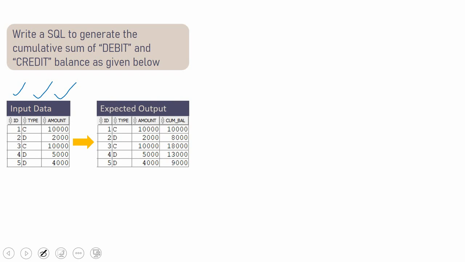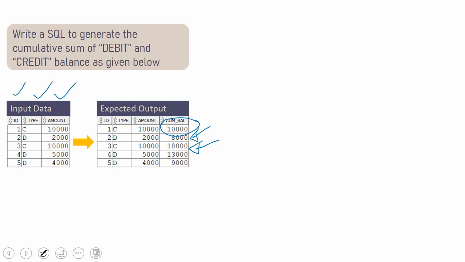For example, let's start with the first transaction. Initially our transaction balance is 10,000. Then we have a 2000 debit. So we need to subtract 2000 from 10,000. So as of transaction 2, the total balance is 8,000. Then in the third transaction, we have a 10,000 credit. So 8,000 plus 10,000. So as of the third transaction, we have 18,000 as the balance.